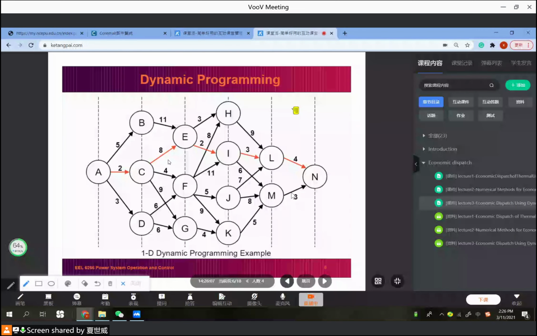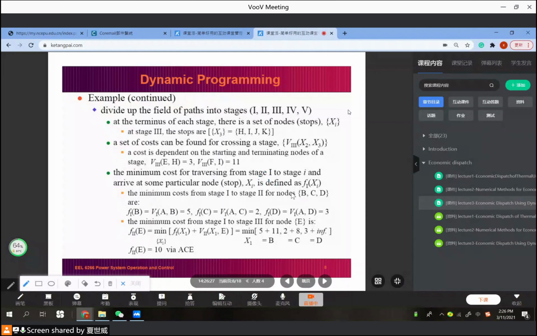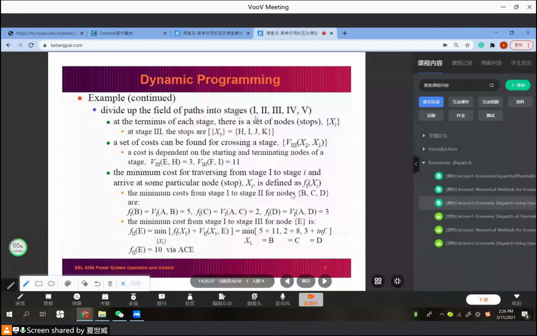For example, for this problem we will divide it into 5 stages: stage 1, stage 2, stage 3, stage 4, and stage 5. This is one stage. This is another stage, 3rd stage, 4th stage, and 5th stage. Okay. So develop the path into several stages. At the terminal of each stage, there is a set of nodes. That means there is some choice you can select. For example, at stage 3.